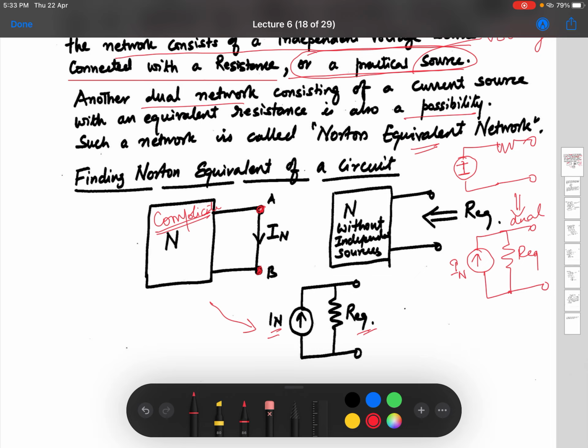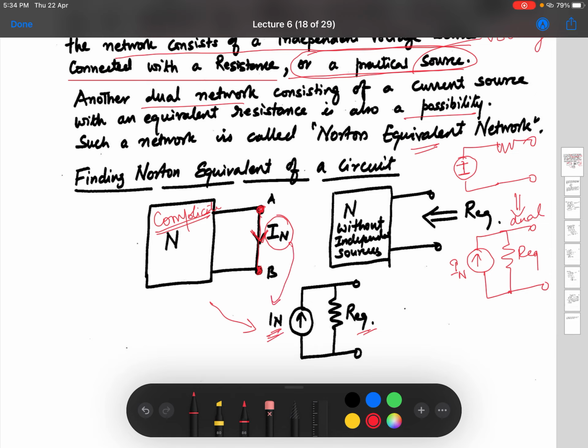To get that Norton equivalent, first we have to find the current flowing when the terminals of interest, A and B, are shorted out. When you short it, this becomes a short circuit and there is a current flowing through it, and that is the Norton equivalent current, IN. The condition was the same for the voltage equivalent, but there you don't short, obviously, because that becomes zero voltage. There you kept A and B open and found the voltage across A and B. Here you are interested in the Norton current, so you short A and B and find it.